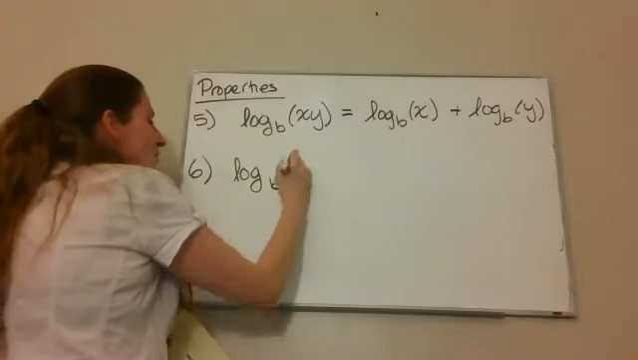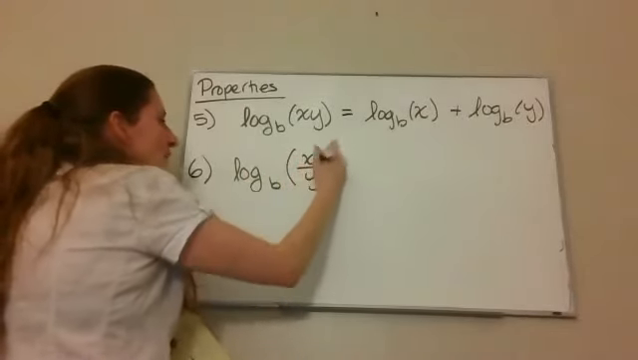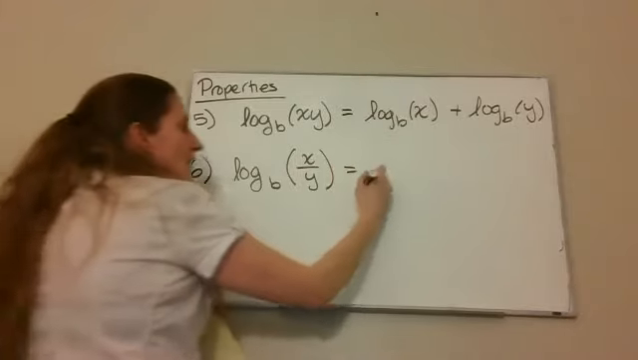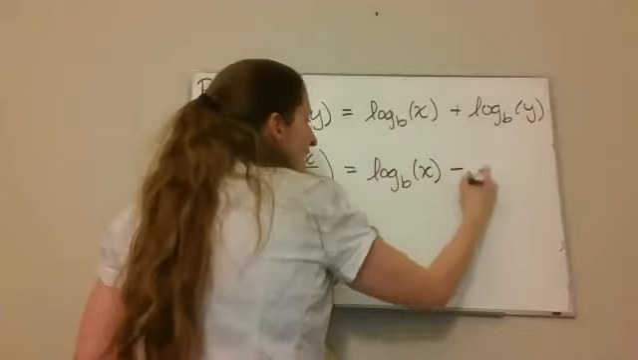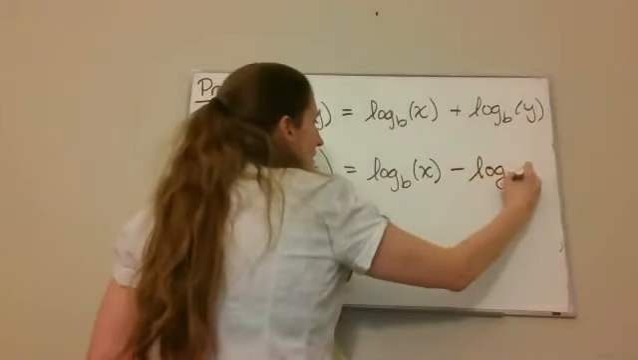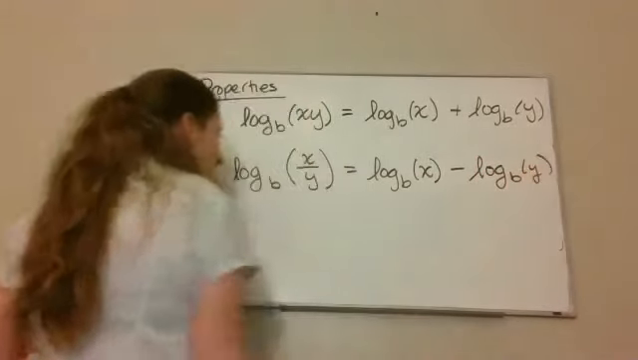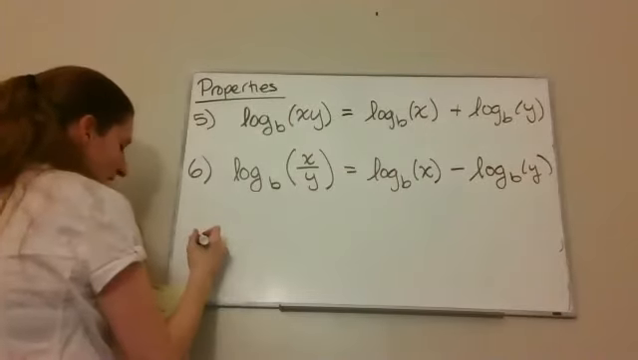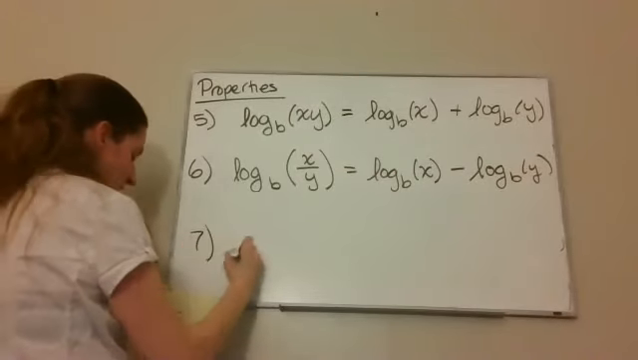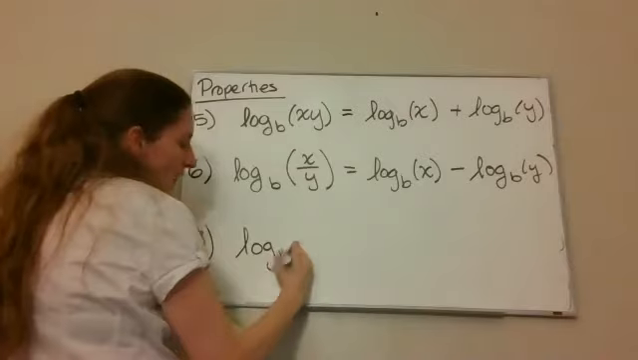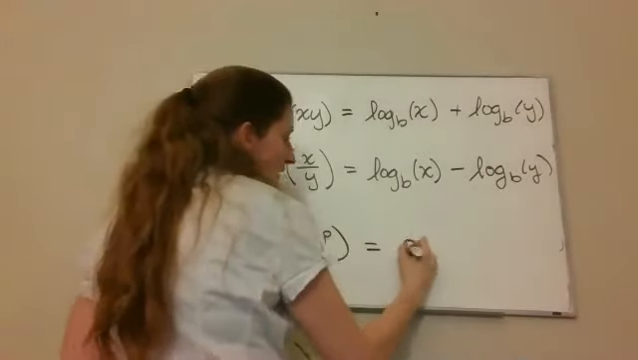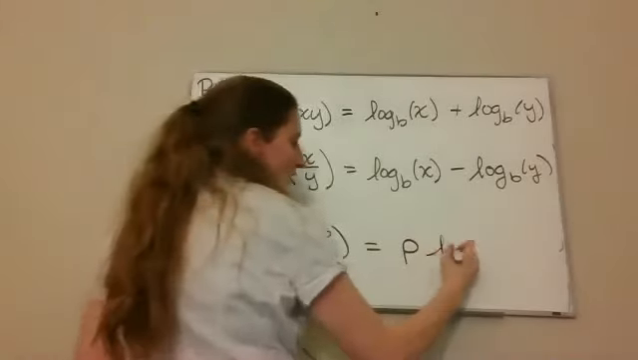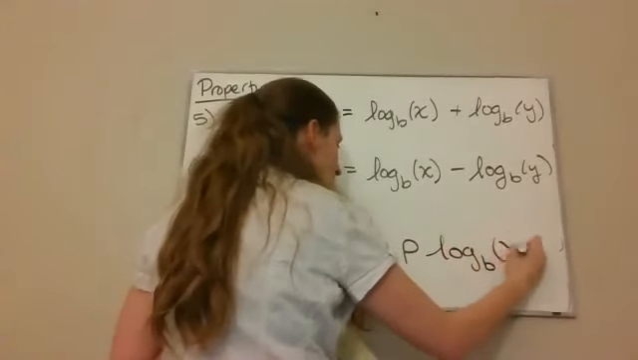Similarly, if I have log base b of x divided by y, I can split that up with subtraction. So log base b of x minus log base b of y. And then the last property, log base b of x to a power. The power can come in front and multiply onto the logarithm.